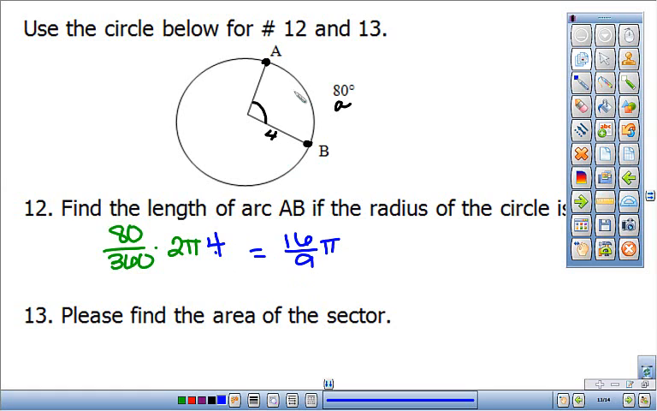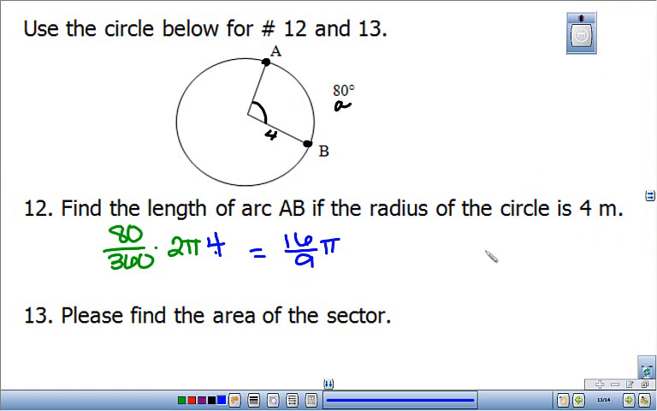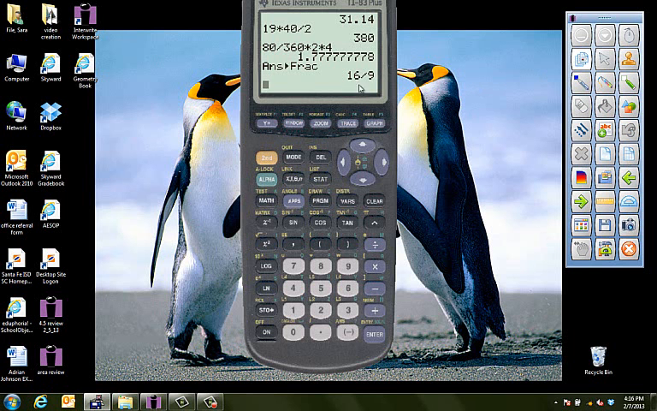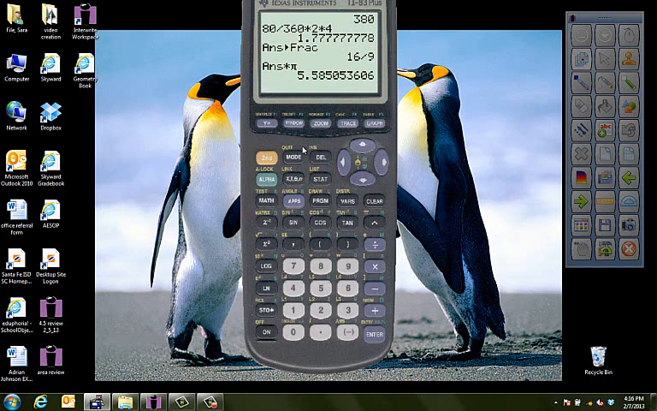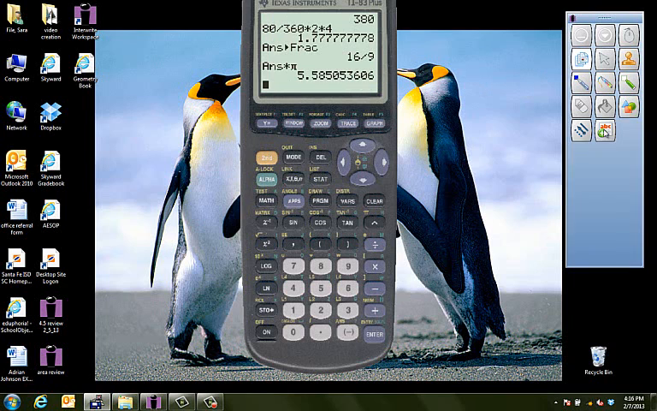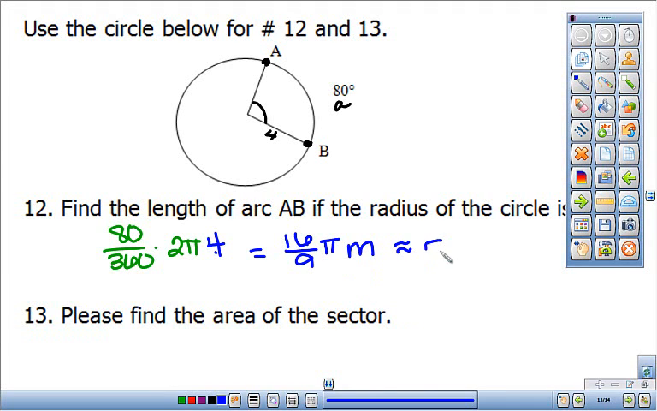Okay, and this was in meters. Okay, and this is just a distance, so it's just meters, not meters squared. Now, if you're asked to give this as a decimal, you can round, and I'll show you how to do that in the calculator. You can say 16/9 and then multiply by pi. Here's pi, so I hit second and then this button to get pi. So 16/9 pi as a decimal is approximately 5.59 if we're rounding to hundredths. Still in meters.